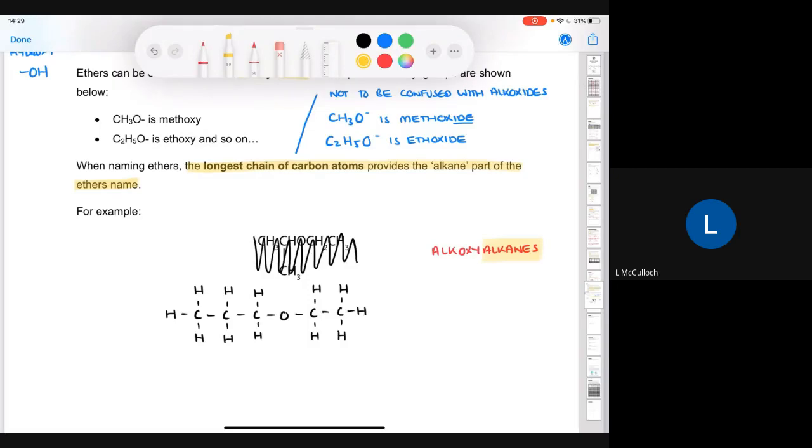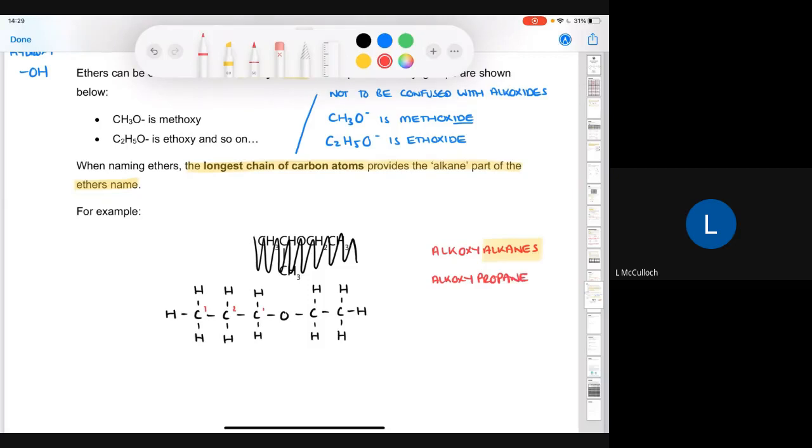So the longest chain of carbon atoms that we will be able to get in the ether that I've drawn would be 1, 2, 3, because the other side only has 2 carbon atoms in a row, so the longest chain there is 3. So the name for this ether is going to be alkoxypropane, and then we'll be specific about the alkoxy.